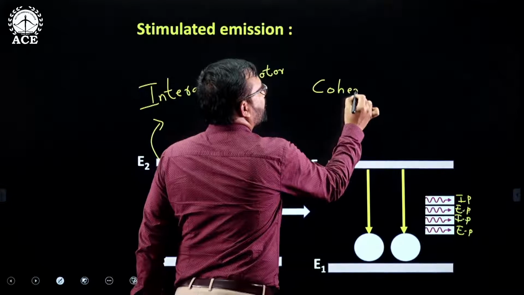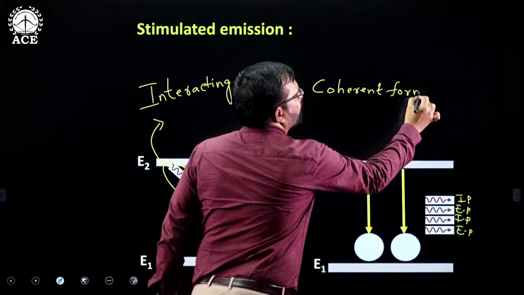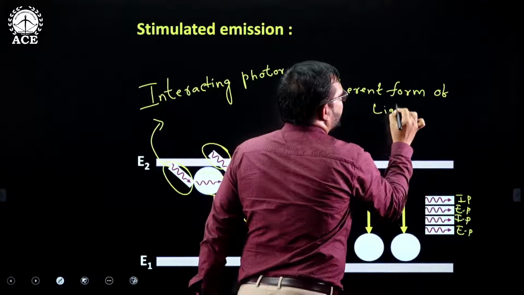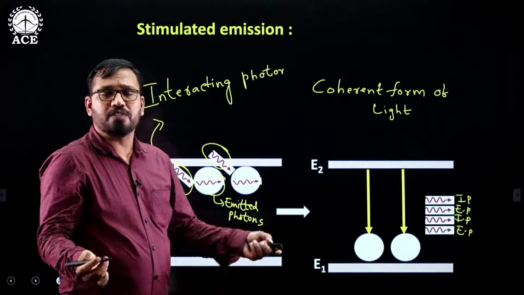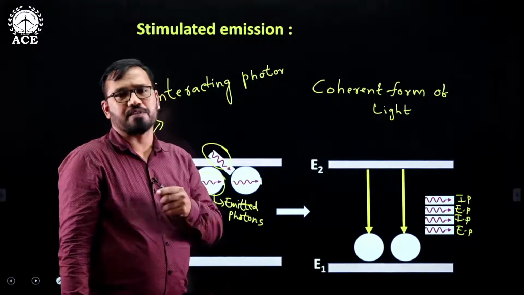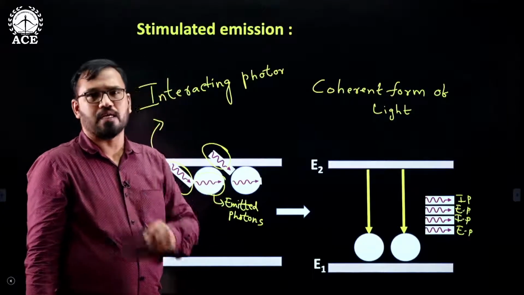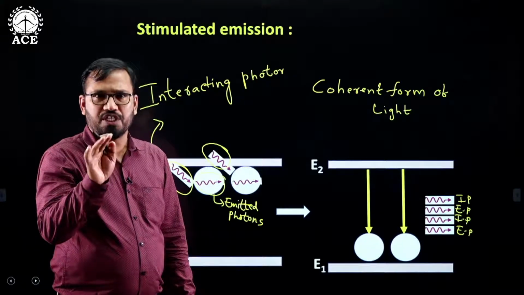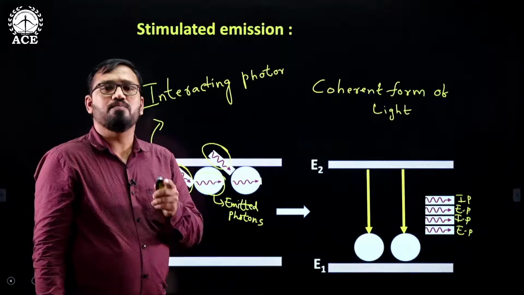Which form of light? Coherent light. Coherent form of light emission. Light is emitted, and it is coherent. When light is coherent, obviously it will have directionality and also a constant, same frequency. When it has the same frequency, the light will produce a single color. When there is no change in the frequency of light, the light will give only one color, a single color, which means monochromatic.